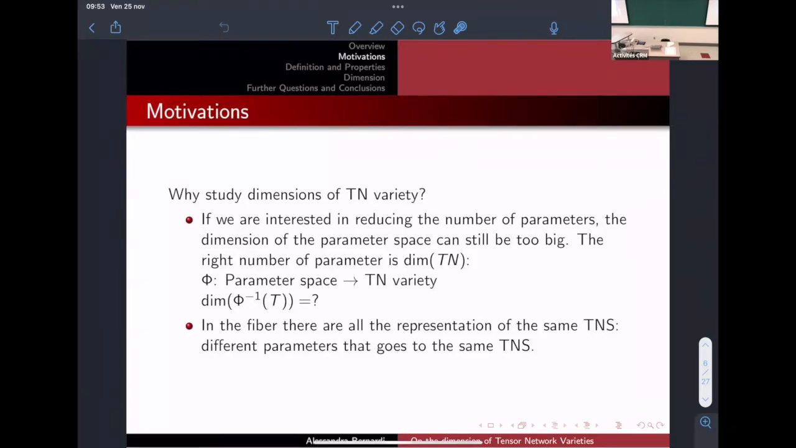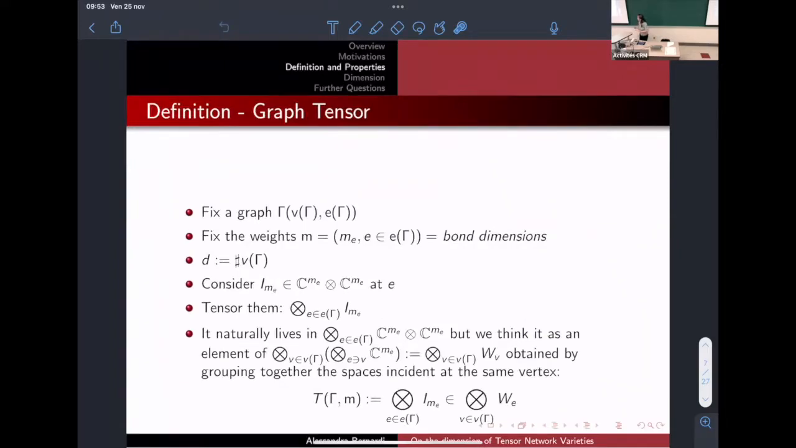So think of the same tensor network state filled with different parameters, but at the end it gives you the same state, the same tensor network state. And that's what you see in the fiber of that parameterization. Questions so far? Okay, so now I go to the definition of the tensor network variety.